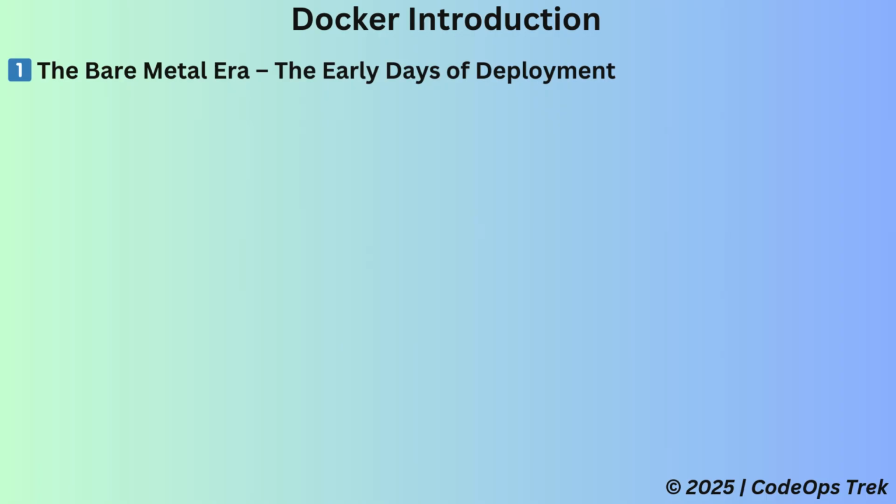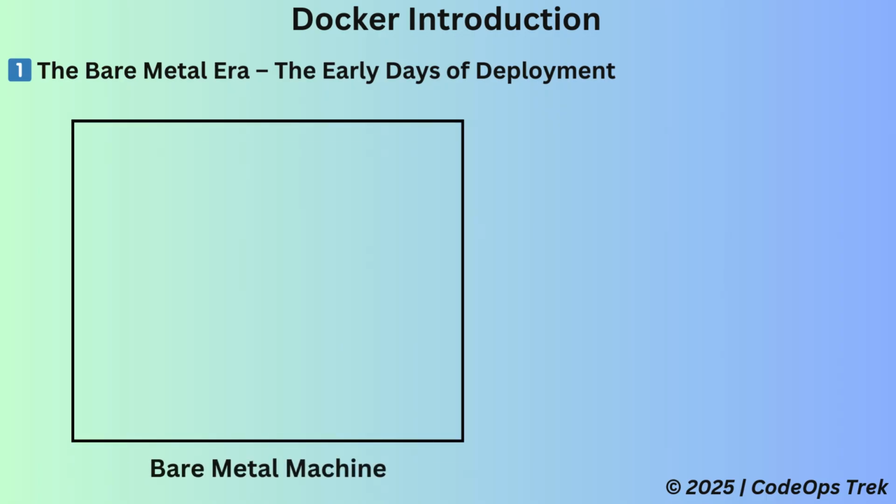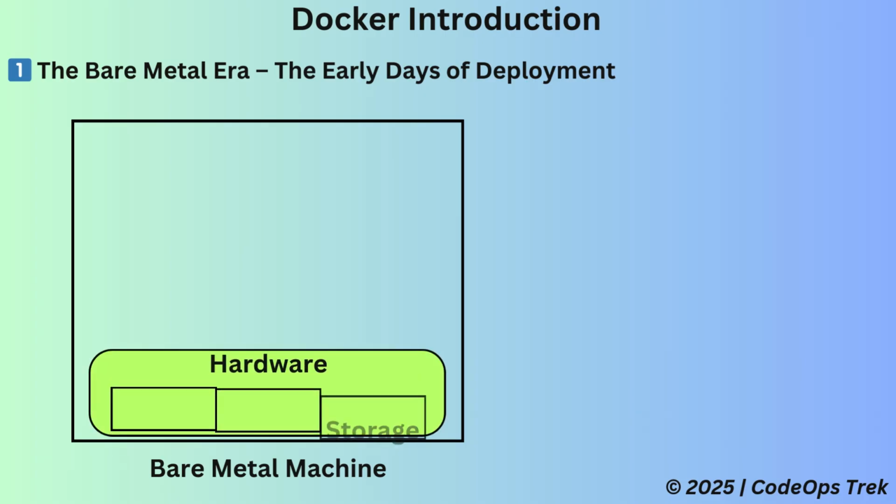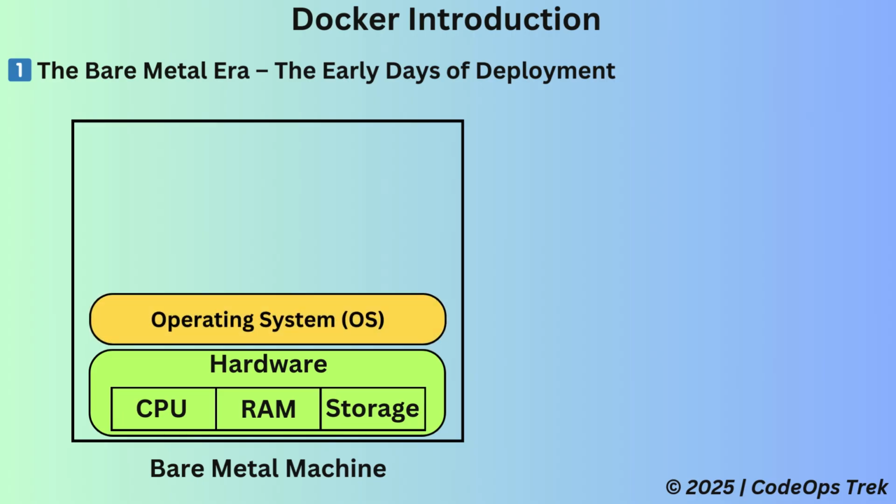First was the bare metal era. Back in the day, we had bare metal servers. These were physical machines. In a physical machine, we had hardware components like CPU, used for processing, RAM, used for memory, and storage for data, etc. On top of this hardware, we installed an operating system. Since it's a physical machine, we could have only a single OS running at a time.